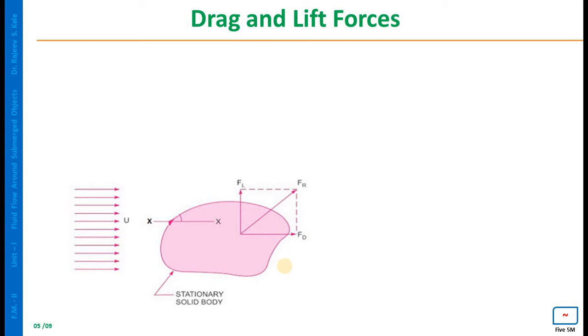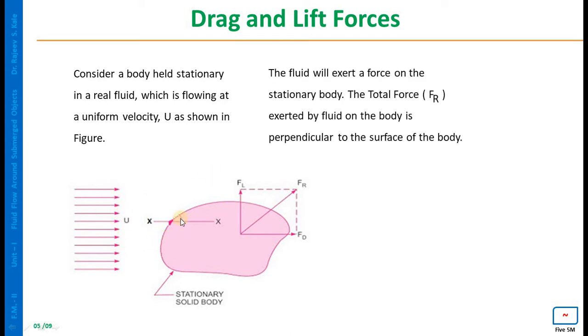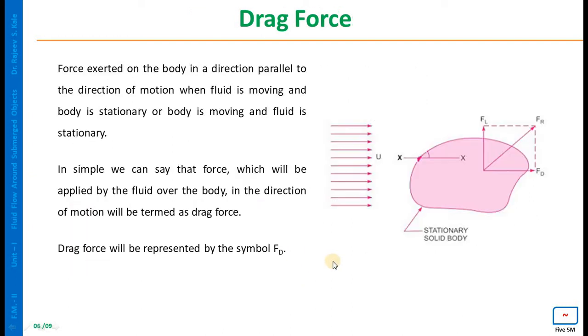I will discuss the drag and lift forces. Now consider a stationary body. Fluid is flowing in this direction with a velocity u. Now fluid is always exerting a pressure on this body in inclined direction. So for example, the force is acting in the direction FR. You can resolve this force into two components, horizontal component and vertical component.